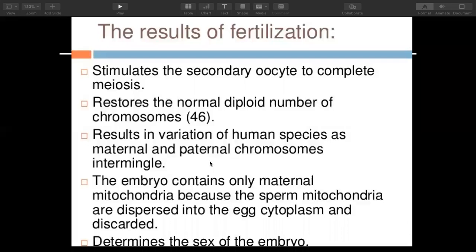Also determination of the sex of the embryo. That is because of the diploid number of chromosomes, a total of 46 chromosomes are present. Out of that, the last pair are the sex chromosomes. If it is X and X, it results in the formation of a female individual. If it is X and Y, it results in the formation of a male individual, right? So these are the results of fertilization.